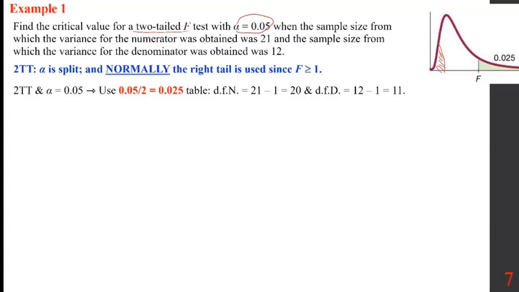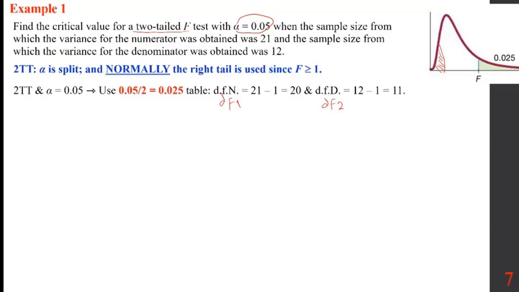Now, when you go to the table, the d.f.N, degrees of freedom for the numerator, we call it d.f. of numerator, or d.f.1, and d.f. of the denominator, or d.f.2, depending on the text. They may specifically say d.f. of numerator and d.f. of the denominator. They may say d.f.1, d.f.2, as you saw from the table.